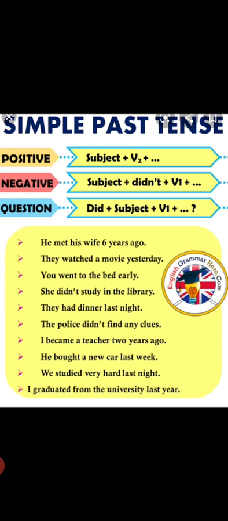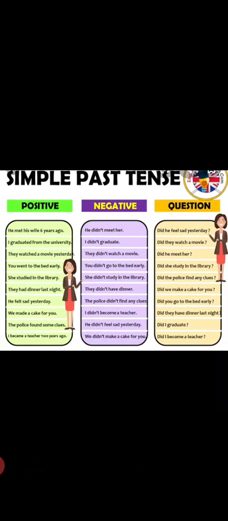So, I hope it is clear. Positive sentences means assertive sentences. We use subject plus second form of the verb. For negative sentences, we use subject plus did not plus first form of the verb. And for question or interrogative sentences, we use did plus subject plus first form of the verb.